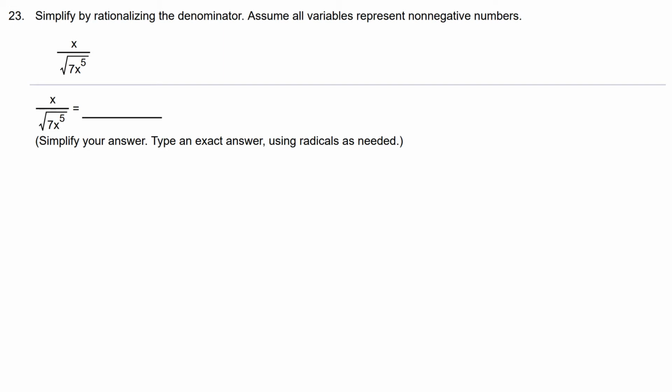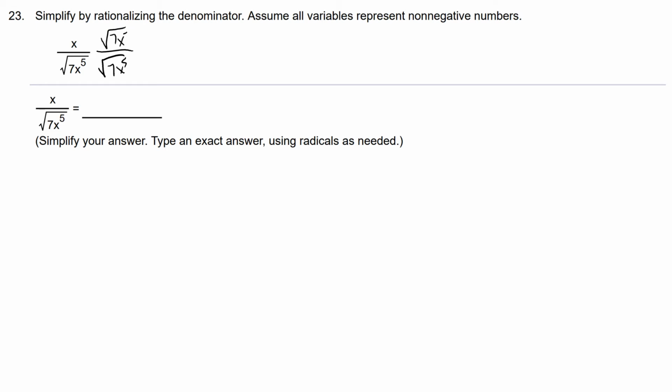Simplify by rationalizing the denominator. The denominator is not allowed to have a square root in it. And so what we're going to do is multiply by the square root of 7x to the 5th on the top and bottom.